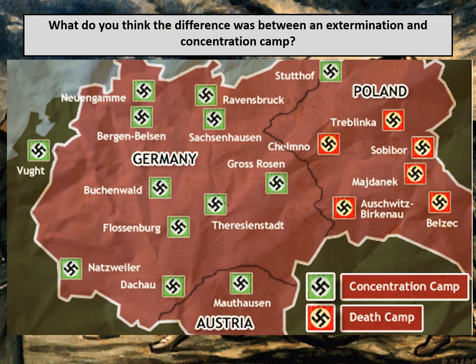In order to carry out the final solution, the Nazis wanted to create some specific death camps which would have the facilities to be able to murder so many innocent Jewish people each day. Now, what I want you to look at here is this diagram of the concentration camps and the death camps, and it's really important that you know the difference between them.